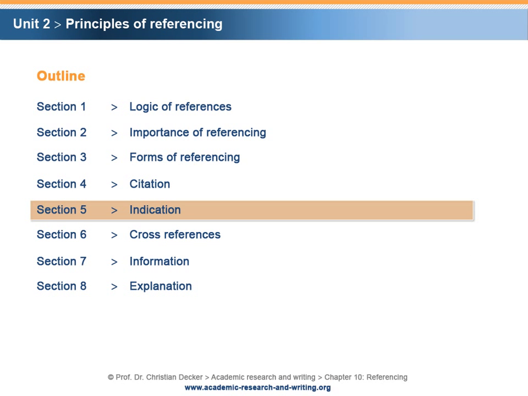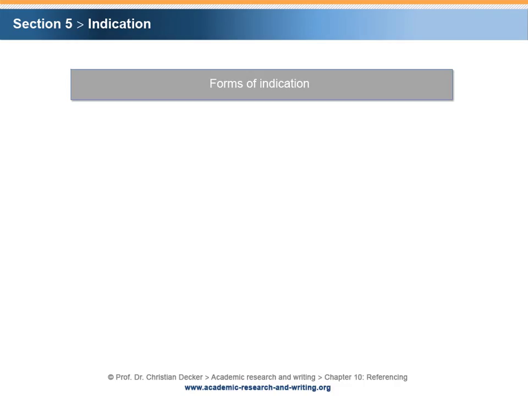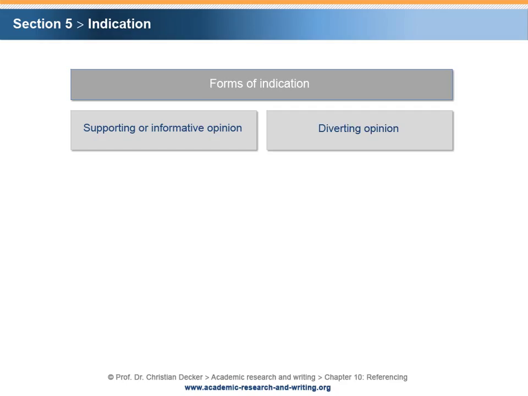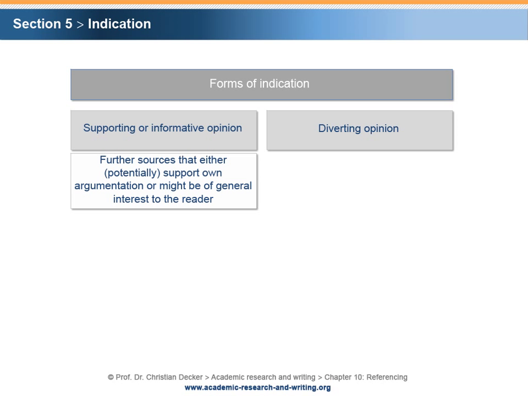Section 5. Indication. With regard to the referencing of indications, there are 2 different forms. An indication can address an opinion which is considered supporting or informative, or an indication can state a diverting opinion. Supporting or informative opinions can be derived from sources that either potentially support the researcher's own argumentation or might be of general interest to the reader.